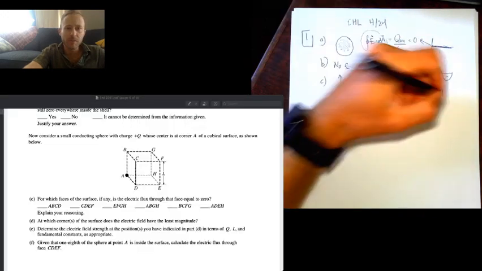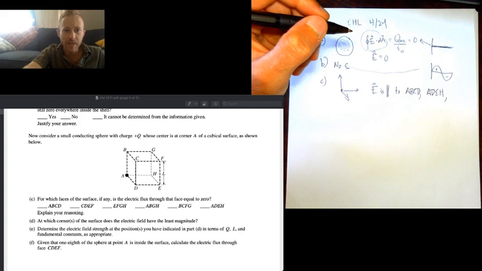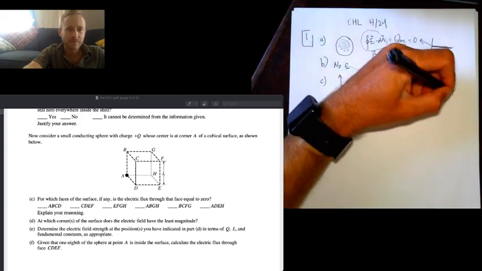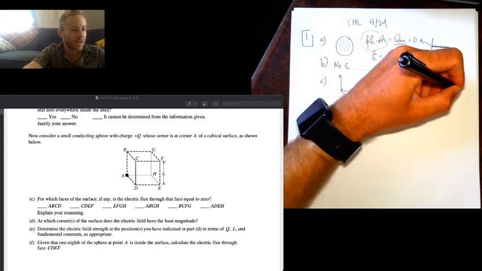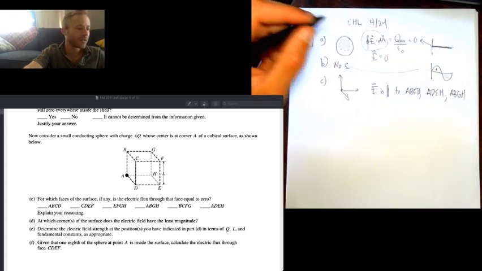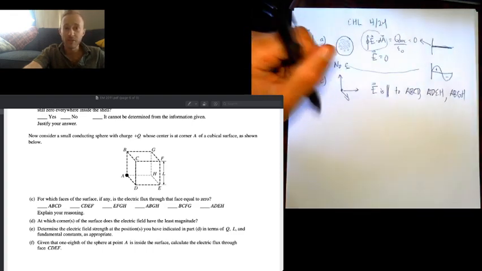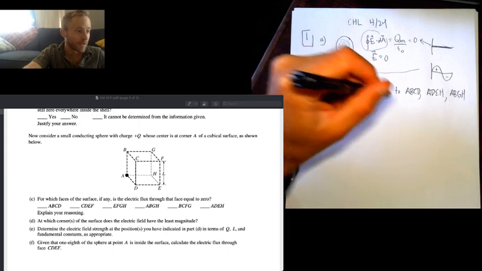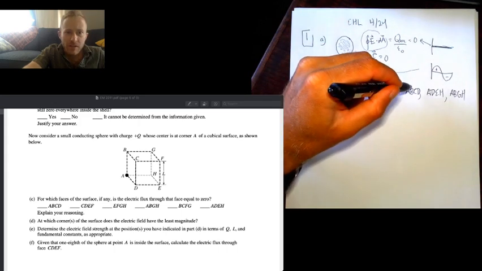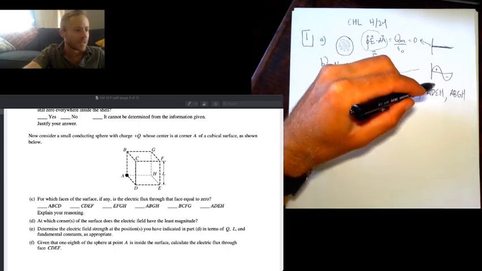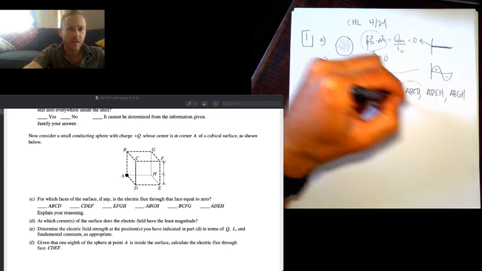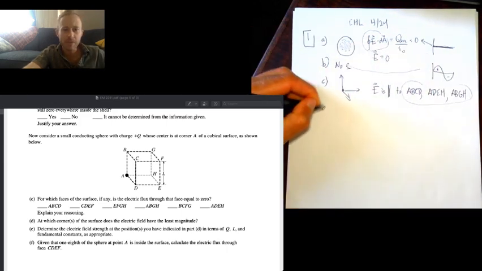And it's also going to be parallel to A, B, G, H. And if the electric field is parallel to those surfaces, then there's no flux through it. So these are the ones that have no flux, and I just explained why.